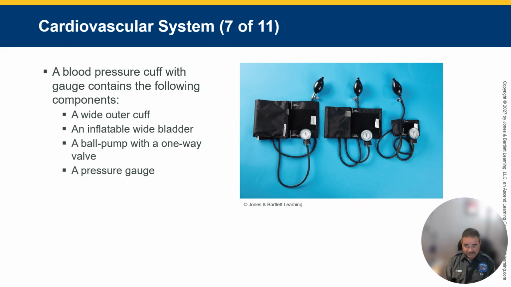You have different sizes of blood pressure cuffs. You have the extra large, the medium, and the small. That extra large is used for obese patients. It's also referred to as a thigh cuff. You can actually take a blood pressure in the thigh using the popliteal artery behind the knee. So, all kinds of different ways and all kinds of different sizes of blood pressure cuffs to fit our patients.